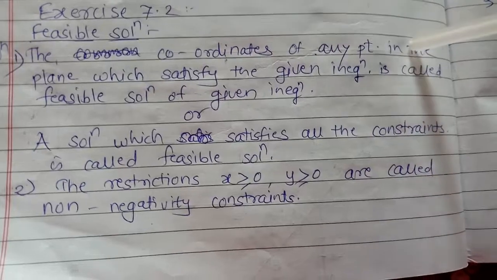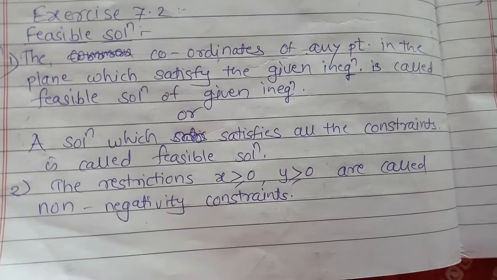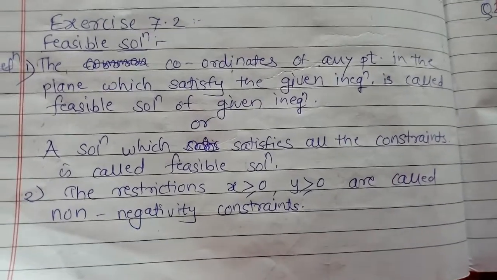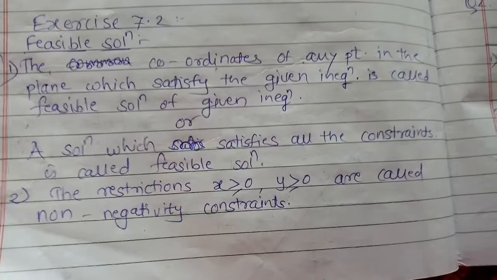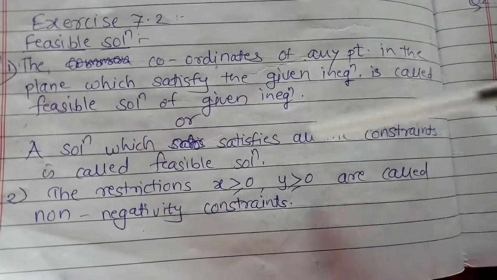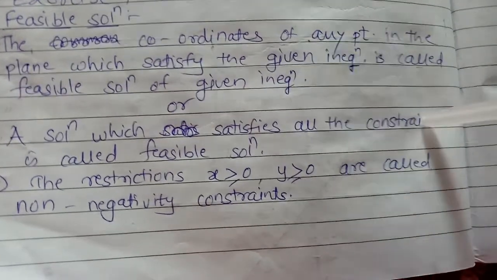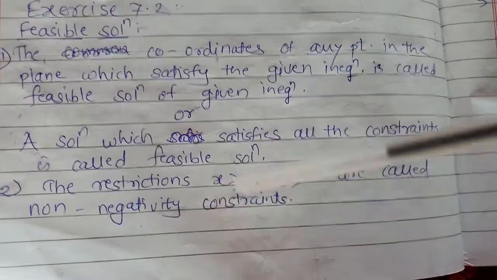The definition is: the coordinates of any point in the plane which satisfies the given inequation is called a feasible solution. It is also called a graphical solution, or a solution which satisfies all the constraints is called a feasible solution. So actually, what is the meaning of constraints? Let me show it.